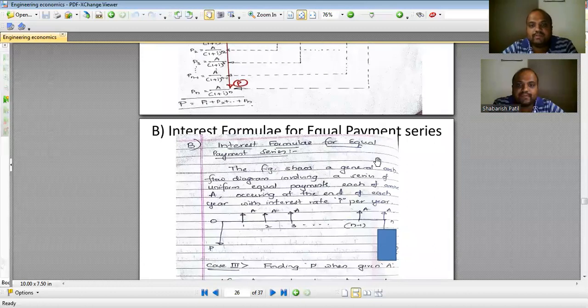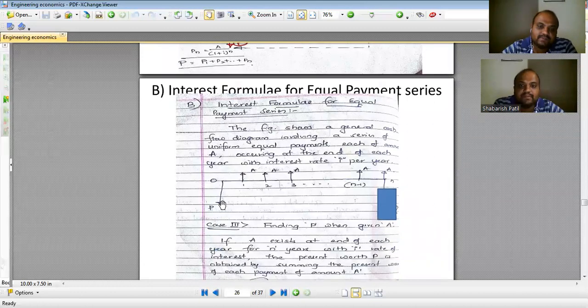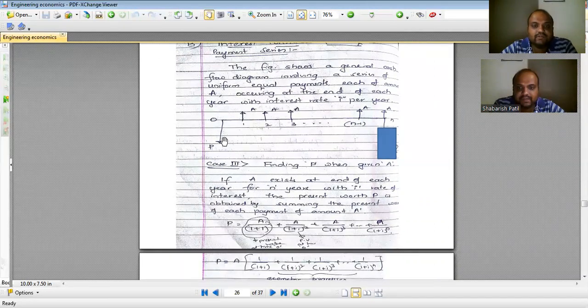Interest formula for equal payment series. I'm investing something at 0 time so that I could get my annuities at every end of the period up to the nth period, right? Then what will my P equal? The total sum P is equal to A divided by (1 plus I) raised to 1, that means the present value at 0 time, plus A divided by (1 plus I) raised to 2. This is the present value at 0 time for the second annuity. Similarly, for the third annuity, it will be A divided by (1 plus I) raised to 3, plus up to A divided by (1 plus I) raised to n.